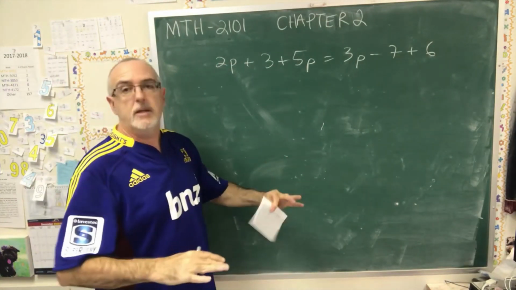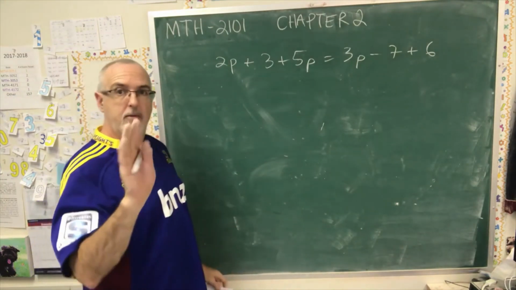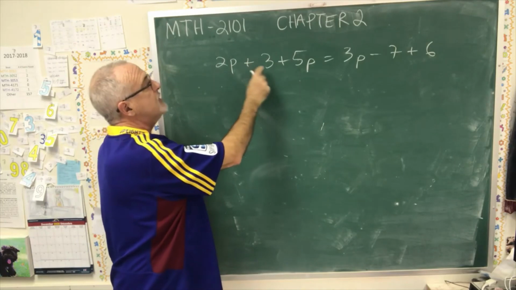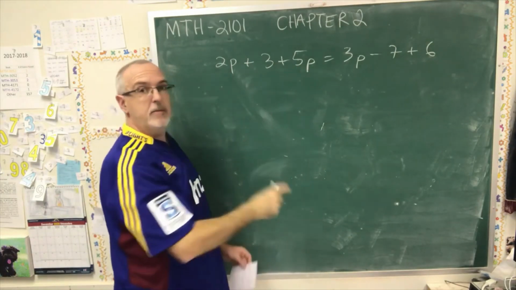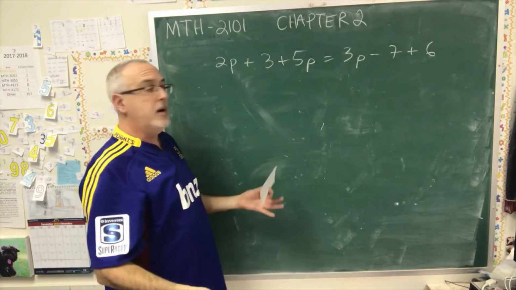So there's a choice happening here. I'm deciding not to combine similar terms right away. And remember, you cannot combine terms that are not similar. We cannot say 2 plus 3 plus 5 is 10. That won't work. 2p plus 5p is 7p works, and then we just have to write plus 3 with it if we're combining similar terms.